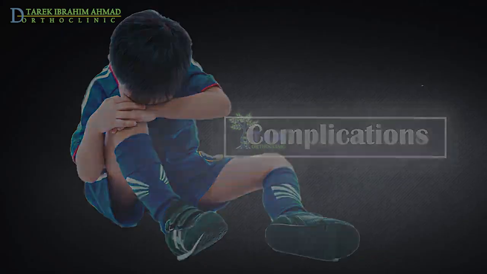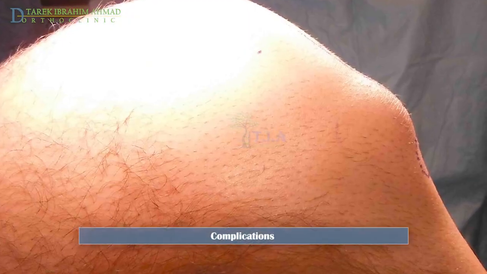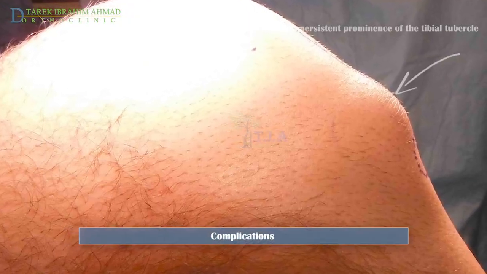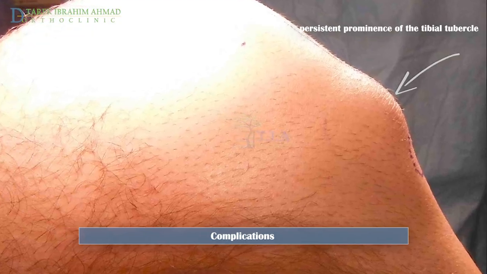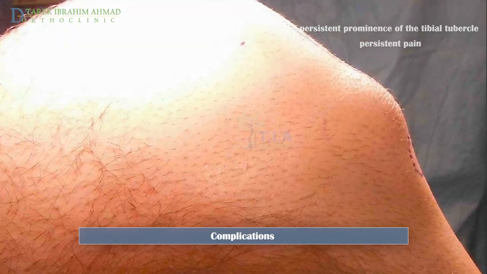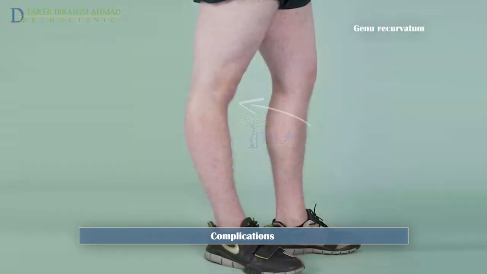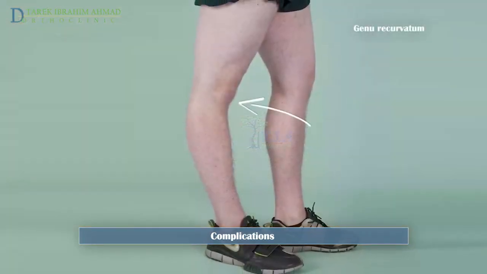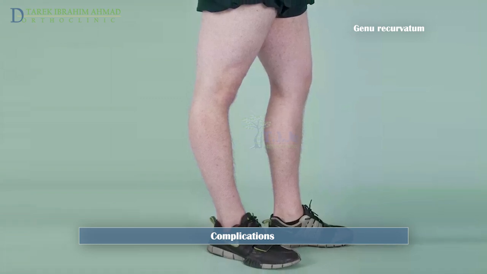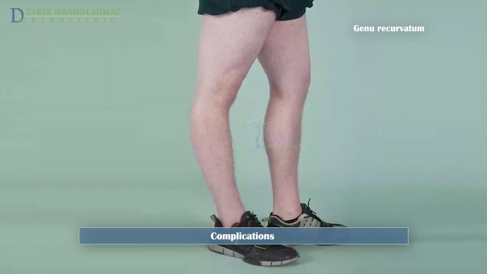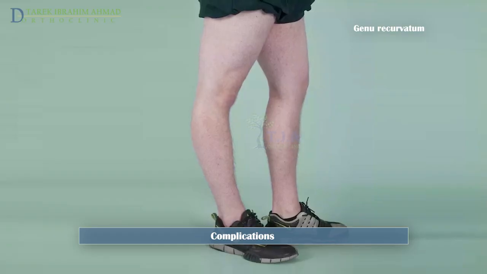Complications. Complications and sequelae of Osgood Schlatter disease may include persistent prominence of the tibial tubercle, persistent pain, and rarely, back knee or hyperextension of the knee, also known as genu recurvatum. It results from premature fusion of the anterior part of the upper tibial epiphyseal plate.